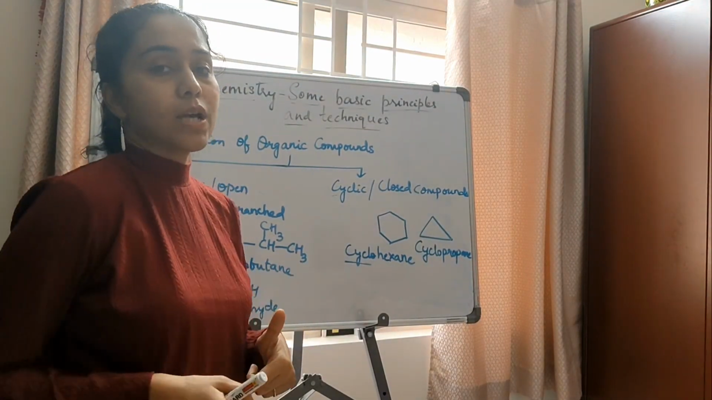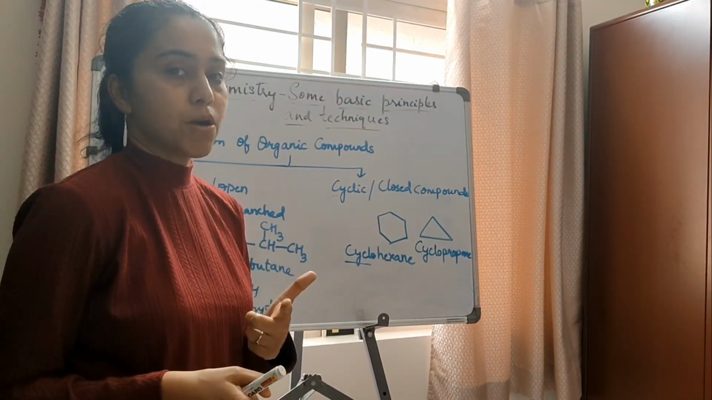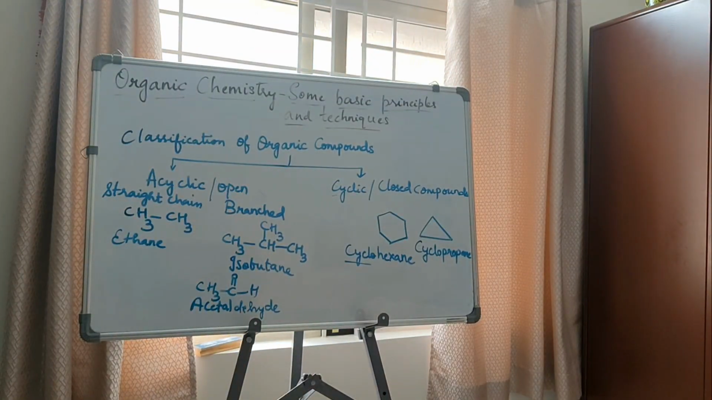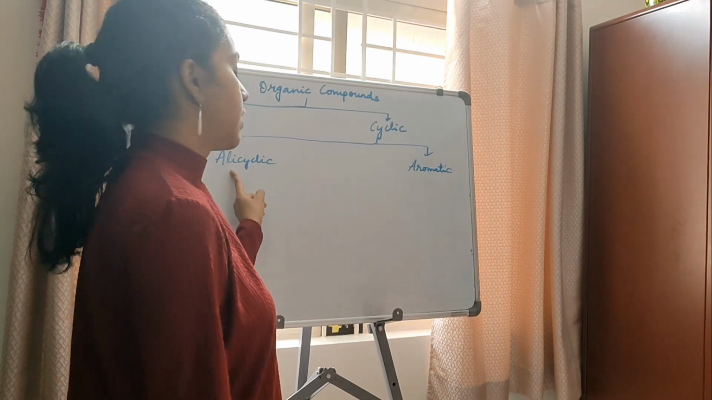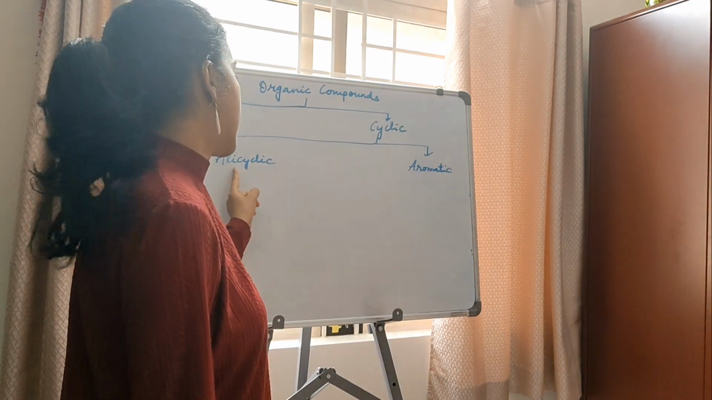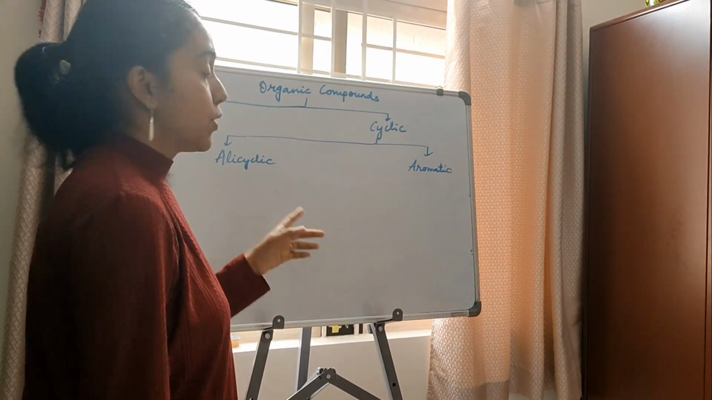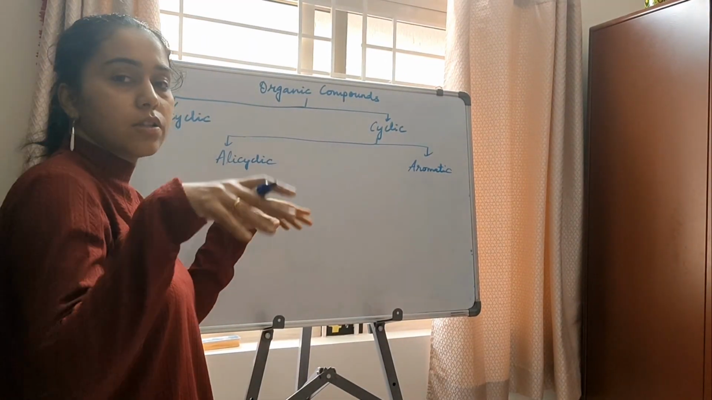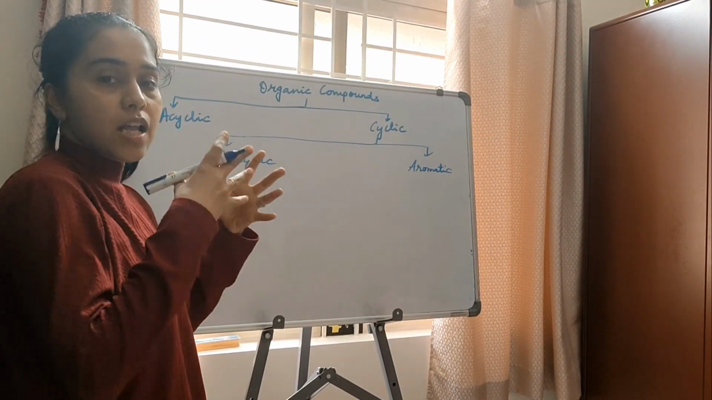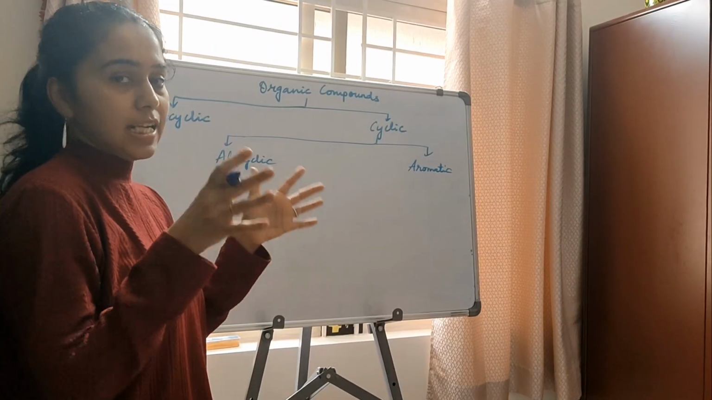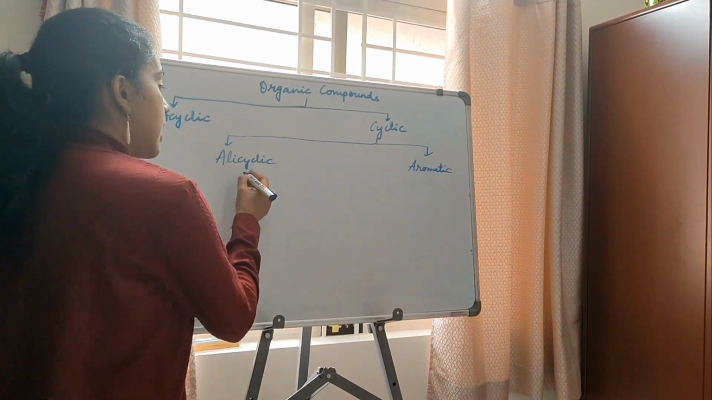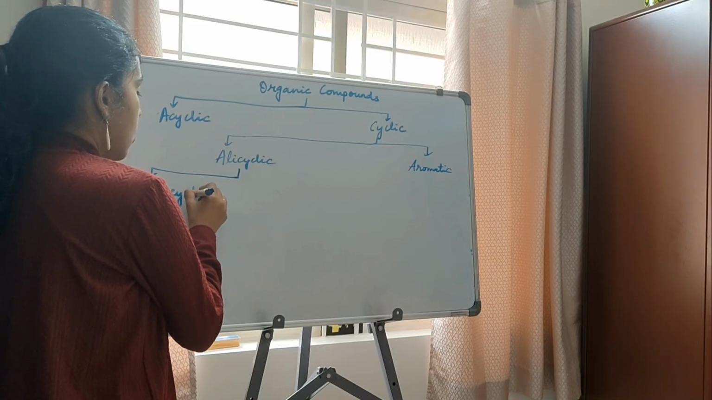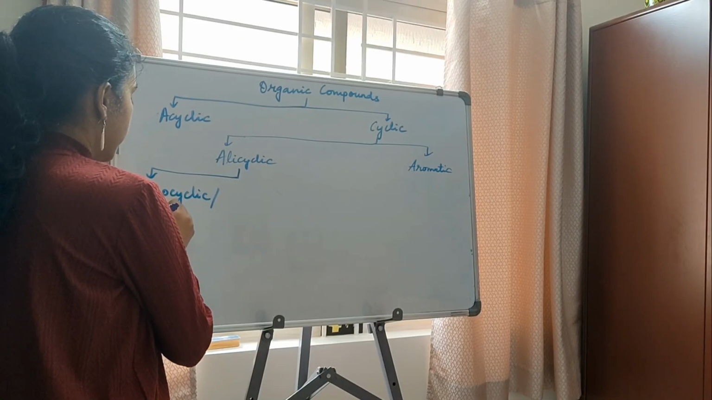Now further, I'll be giving you examples of alicyclic and aromatic compounds. Let me wipe this and focus on this part. Cyclic, as you know, they're classified into alicyclic and aromatic compounds. So alicyclic compounds are the compounds where the carbon atoms are joined together to form a cyclic ring. Okay. So alicyclic compounds are further categorized into homocyclic or carbocyclic.